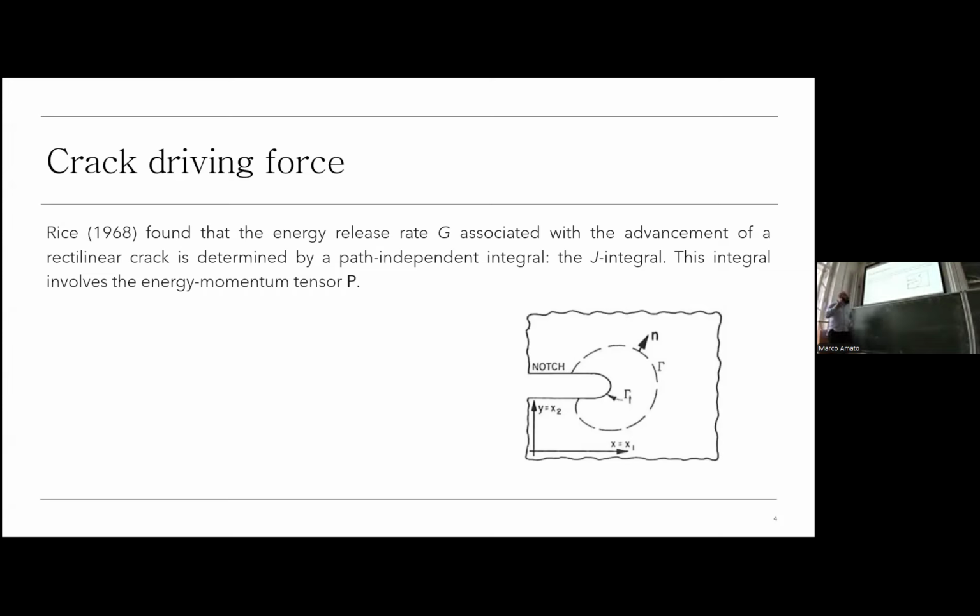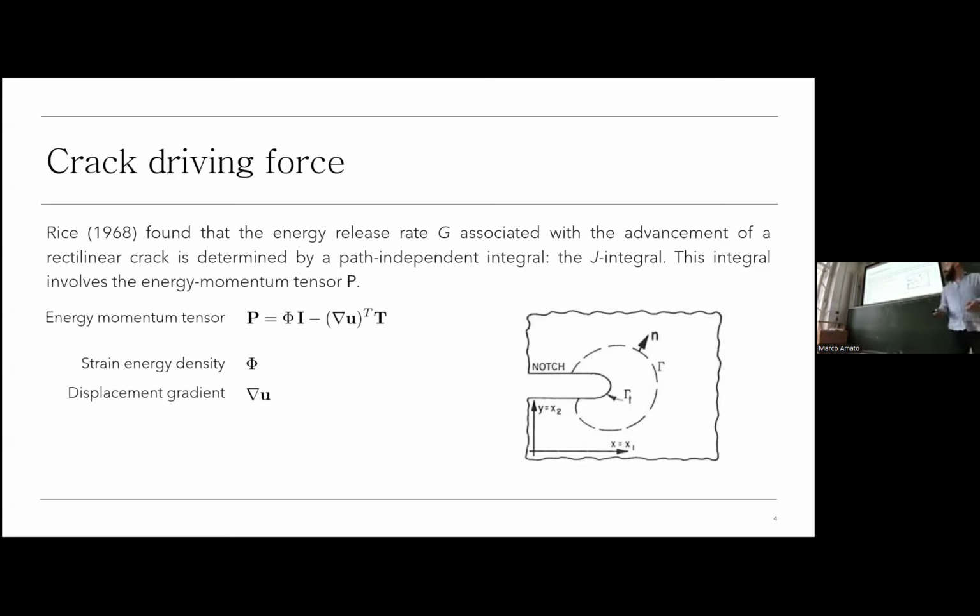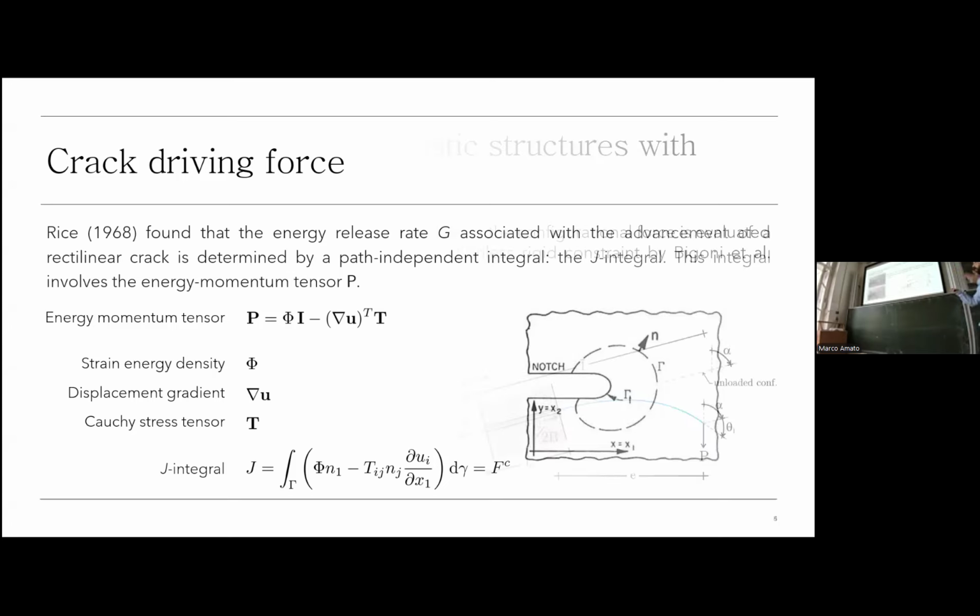It is also possible to show that this integral is path independent, and it involves the Eshelby energy momentum tensor P, which contains the strain energy density function, the displacement gradient, and the Cauchy stress tensor. Knowing all these ingredients, we can finally express the J integral explicitly, and please allow me to highlight that this integral is path independent. That means it doesn't change its value while changing the counterclockwise integration path gamma, and it is a configurational force.